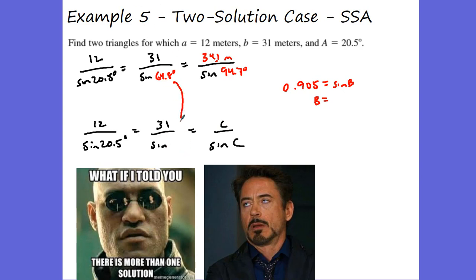Okay. Now, how do I find out what this possibility would be for this second triangle? You're going to do the supplementary angle here. So 180 degrees minus this angle B, this first angle we found here.